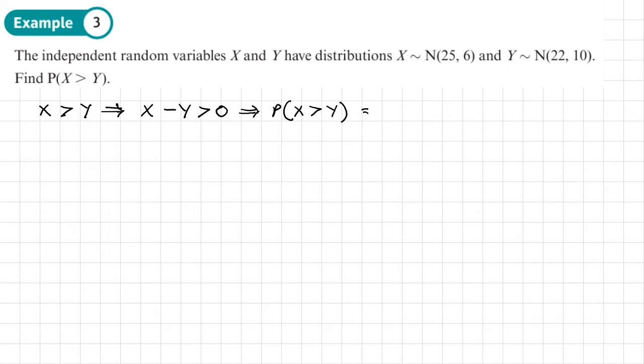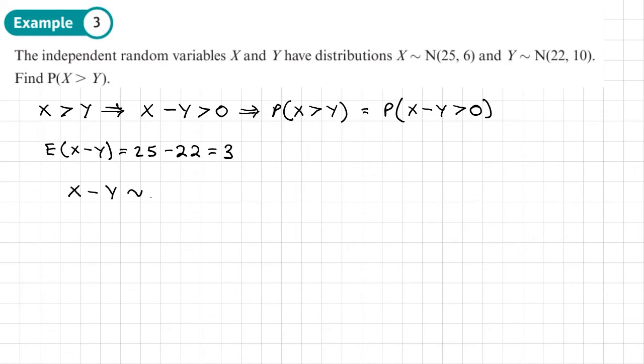So in our question, we're being asked to find a probability that x is greater than y. What we're actually going to do is find a probability that x minus y is greater than 0. That's something we can do. So the first thing we need to do is to work out what is the distribution of x minus y. Well, we're going to work out first of all the mean of x minus y, and that's the mean of x, 25, minus the mean of y, 22. So x minus y has a mean of 3, so I'll just write this down here, x minus y, normally distributed with a mean of 3.